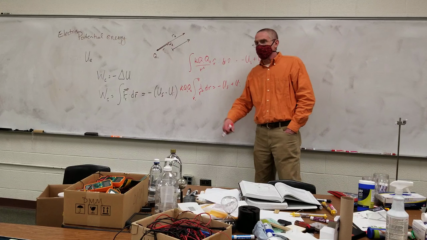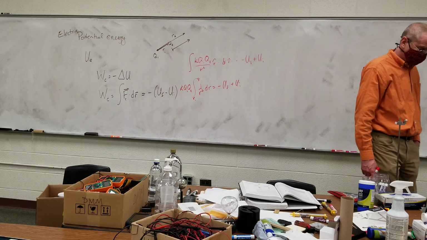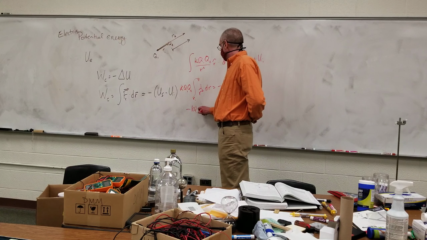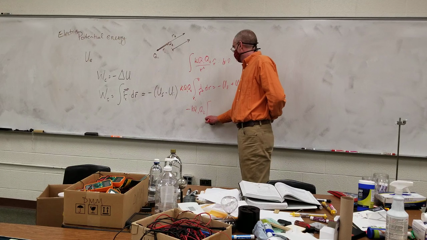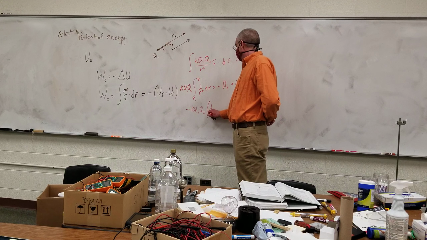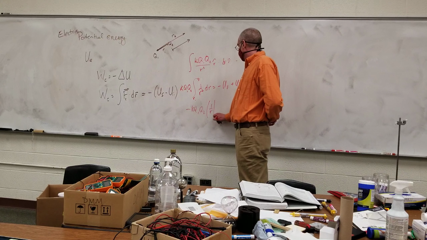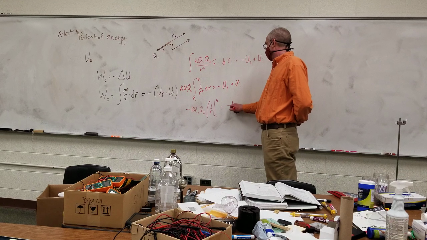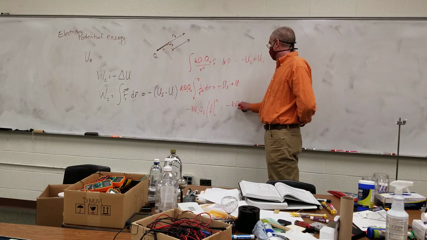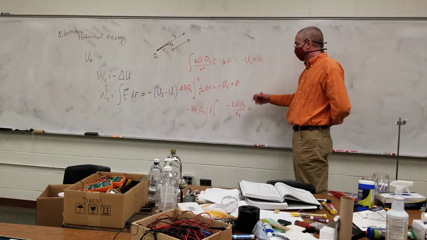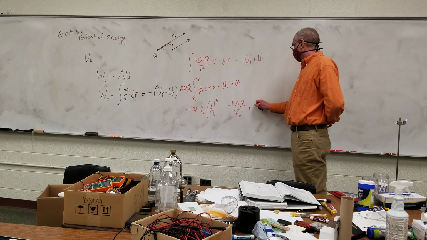So what's the integral of 1 over r squared dr? Negative 1 over r. So I got negative k Q1 Q2 times 1 over r, from r initial to r final, which is negative k Q1 Q2 over r final, plus or minus the negative k Q1 Q2 over r initial.